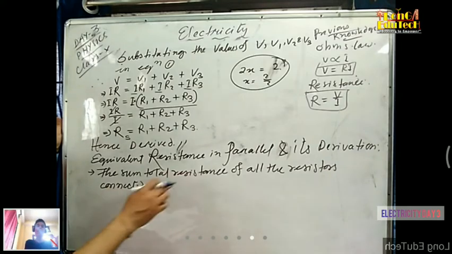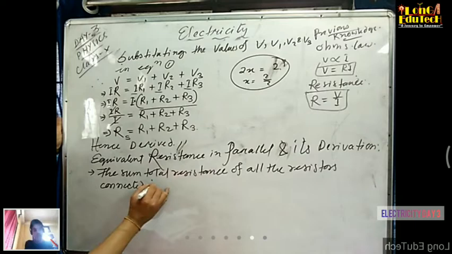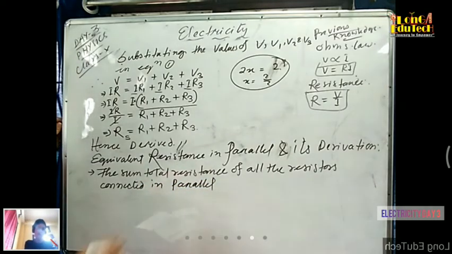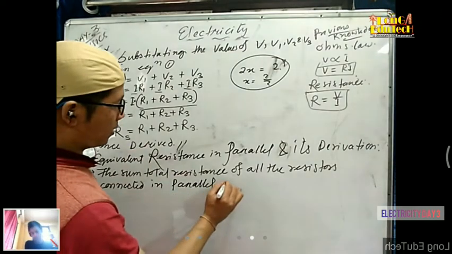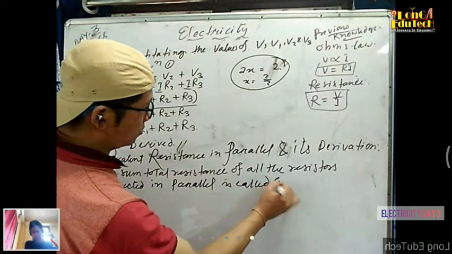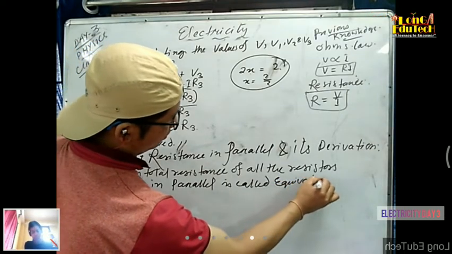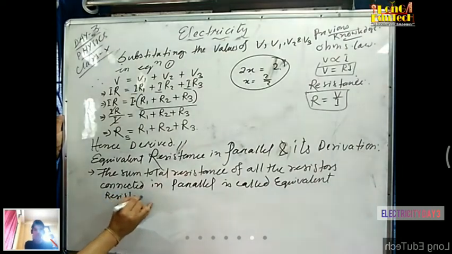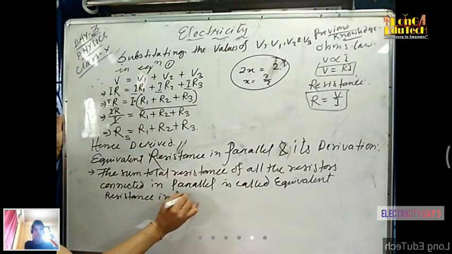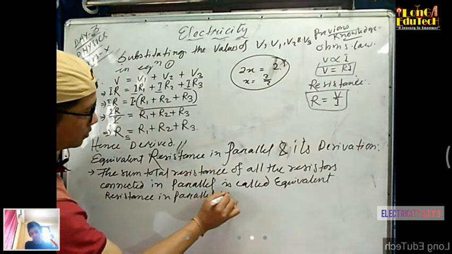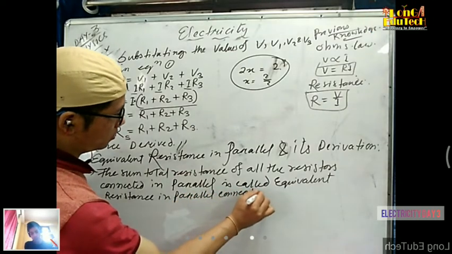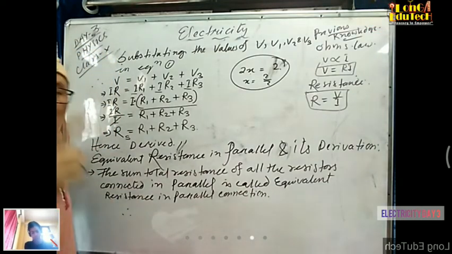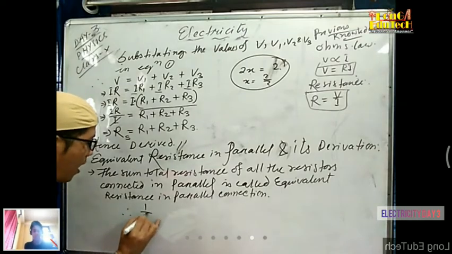The sum total resistance of all the resistors connected in parallel is called the equivalent resistance in parallel connections. So therefore what comes for its equivalent resistance? 1 by RP.